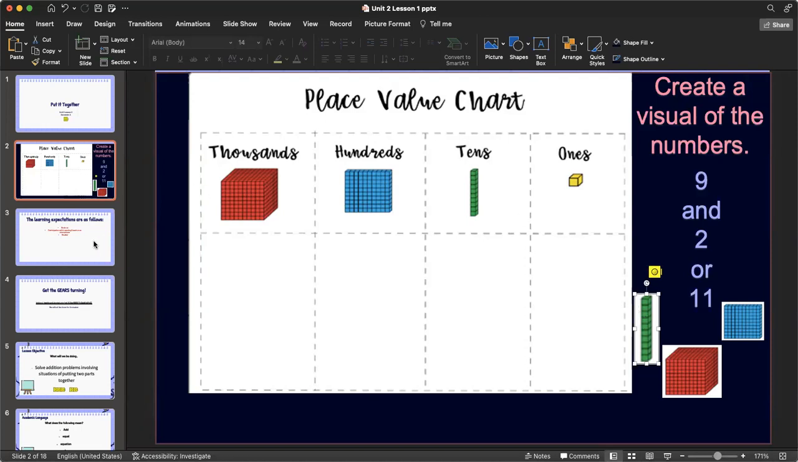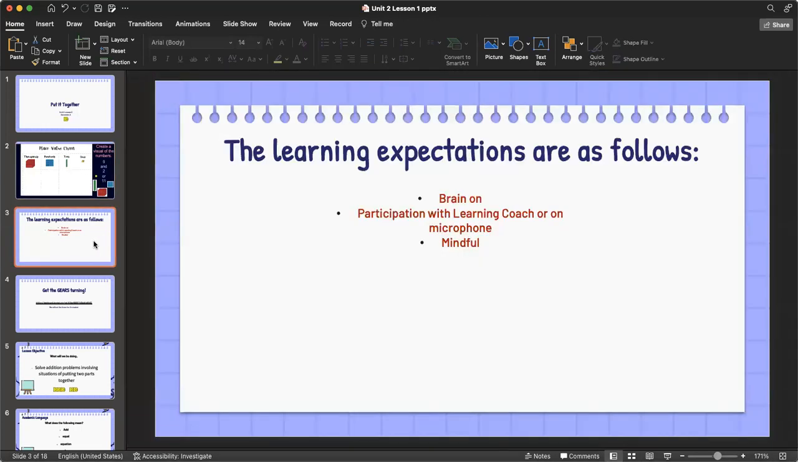Awesome job. Today, even with your learning coach, you need to make sure that your brain is on, that you're thinking through these concepts, because that is the only way we can actually learn and grow. So you need to turn on your brain in 1, 2, 3. Turn it on. You're participating with your learning coach this morning, and you're being mindful that you need to be participating with them, because if not, then we're not really learning too much of anything.